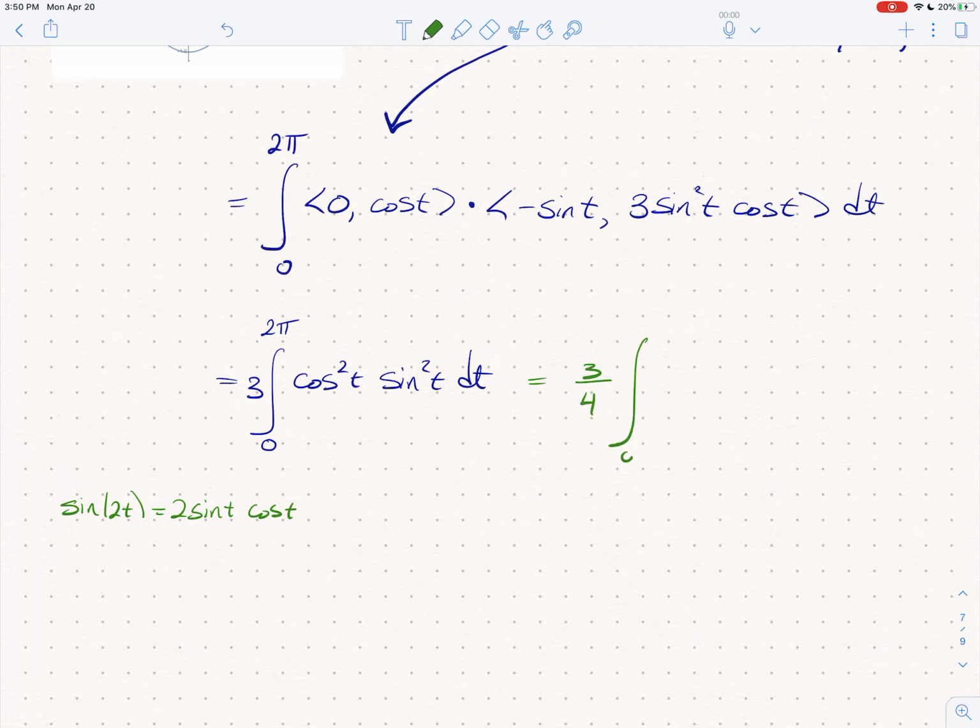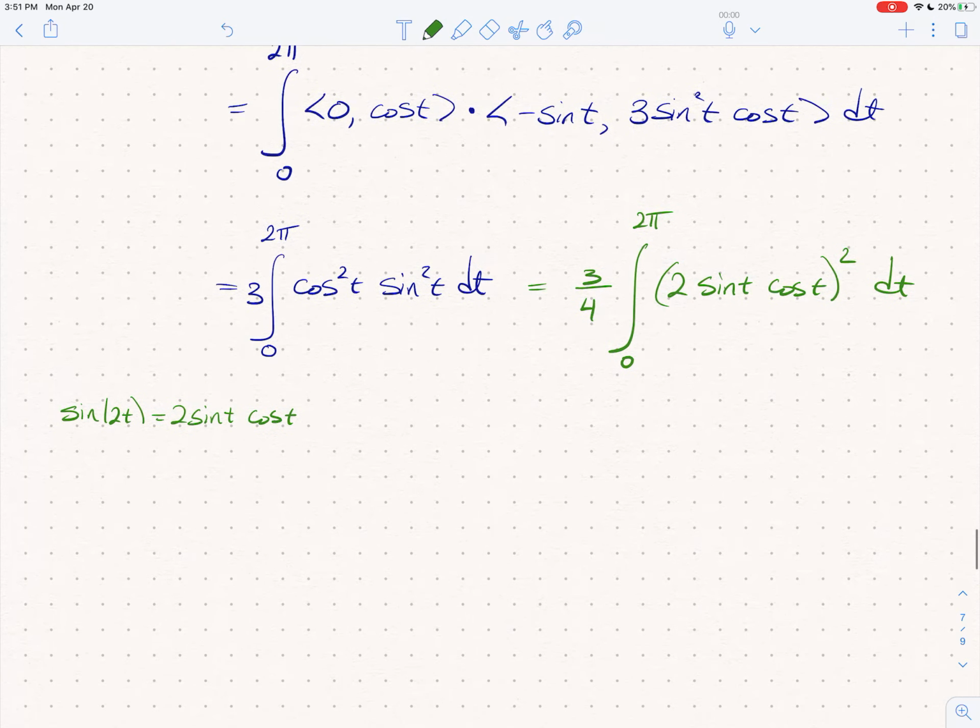So I'm going to put 3/4, integral from 0 to 2π. I can rewrite this as 2 sine t cosine t, all squared, dt. Check my work here. The 4's cancel. Yeah, it's the same. I haven't changed anything. And now I can write this as 3/4 integral from 0 to 2π of sine of 2t, all squared, dt. Now you'll angle reduce this one time, and you're going to end up with 3/4 times π, so 3π over 4.